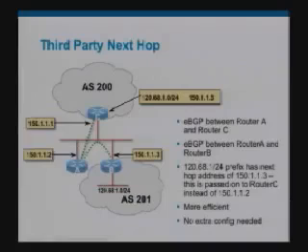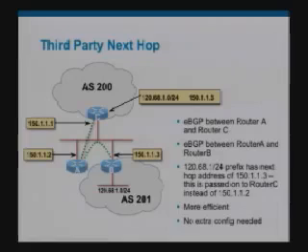Okay, third-party next hop. Kind of got to watch this one. This is put in for efficiency. It can be a bit of a downside, especially at internet exchange points. But this is how it works. The idea is, if router A and B are peering with each other, B is sending this 120.68/24 prefix to A, and A is peering with C and sending that prefix on to C.